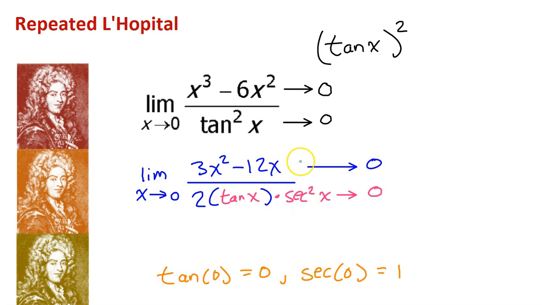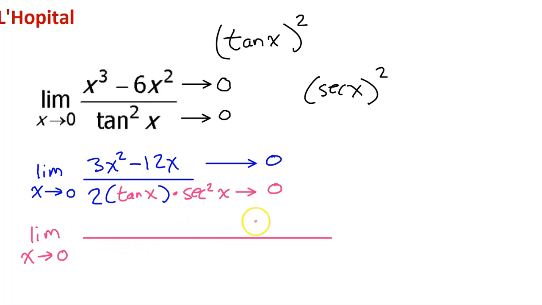However, direct substitution gives us 0 over 0 again. Tangent of 0 is 0, so this factor is 0. The secant of 0 is 1. So we end up with 0 times 1, which is 0. This means we have to keep going by doing L'Hopital's rule again. So let's take the derivative of the numerator and the derivative of the denominator. This will not change the value of the limit.